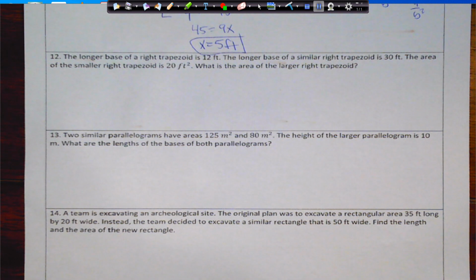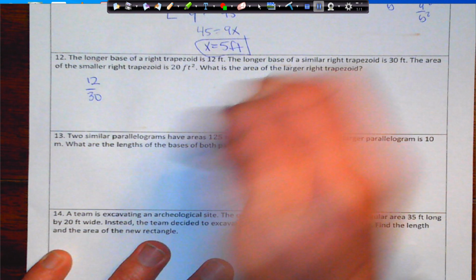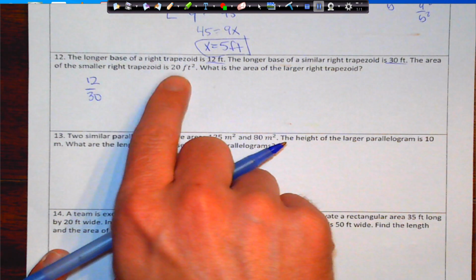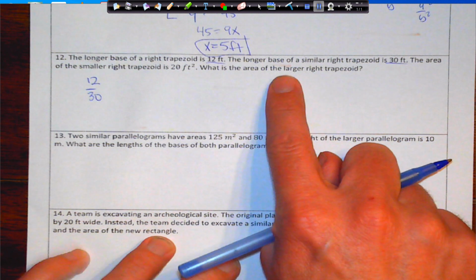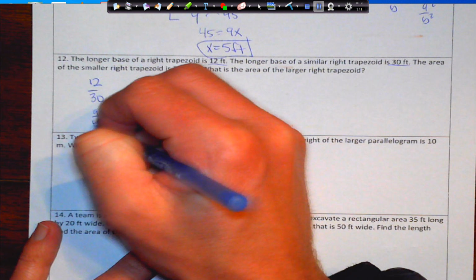We'll see. All right, the longer base of a right trapezoid is 12. The longer base of a similar right trapezoid is 30. So I'm already going 12 to 30 because they're in the similar spot. The area of the smaller is 20. What's the area of the larger? So we're trying to find the area of the larger. So we got 12/30, which is my A to B, but let's simplify that.